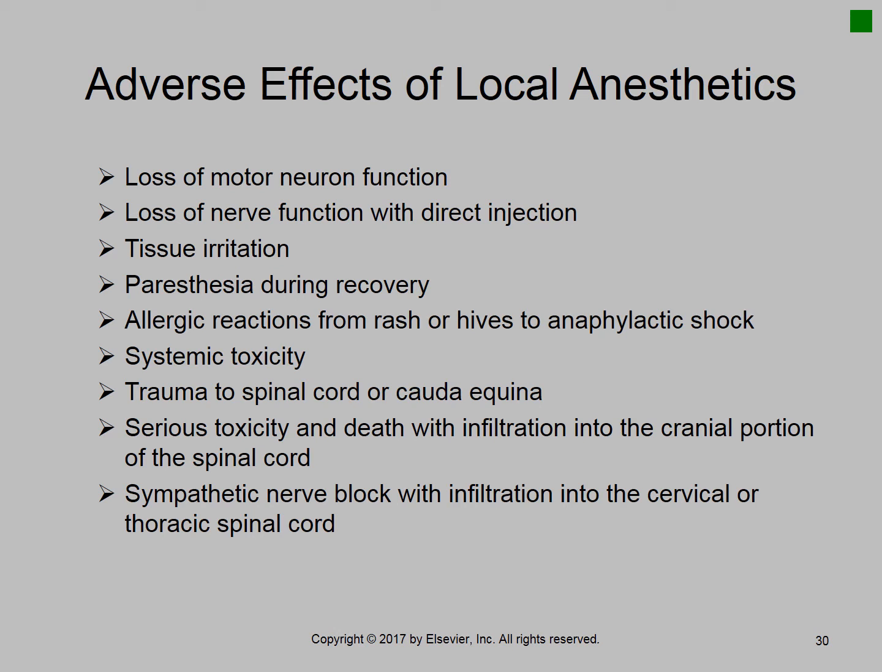There's systemic toxicity. There can be trauma to the spinal cord or cauda equina if it's not properly done. There can be serious toxicity and death with infiltration into the cranial portion of the spinal cord. That's really, really bad. Sympathetic nerve blockade with infiltration in the cervical or thoracic spinal cord results in cardiovascular and other effects. So local anesthetics are not without risk and not without consequences on occasion.